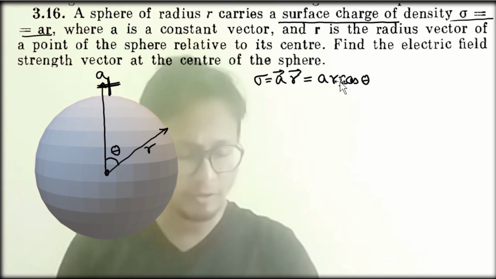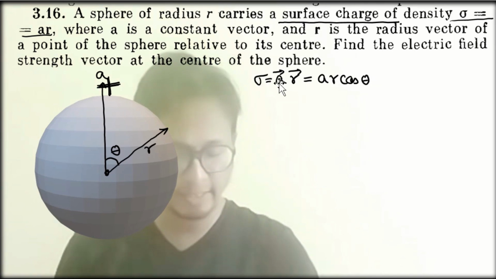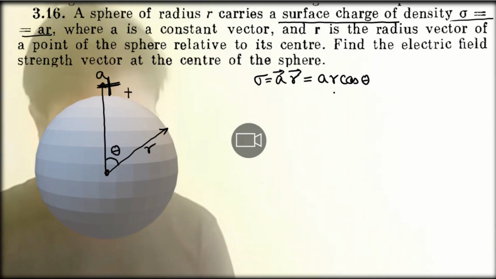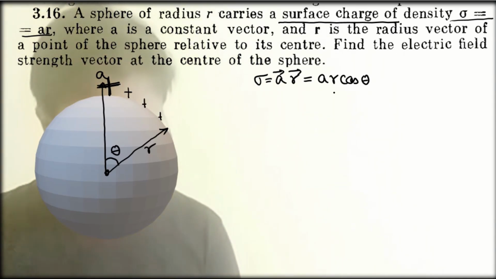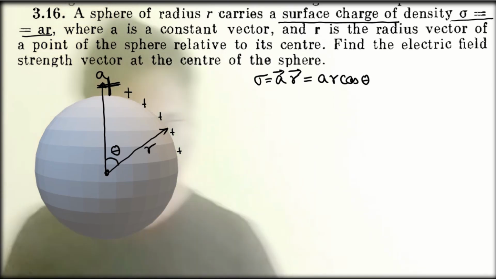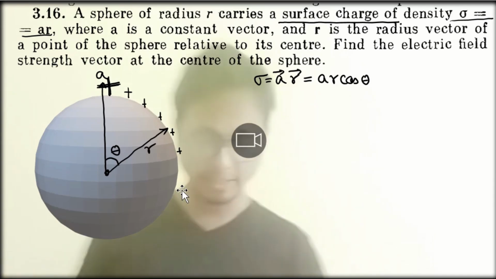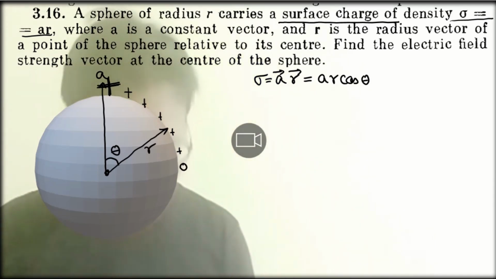So as the value of cos theta decreases, the surface charge density decreases. As I increase the value of theta, the charge density slowly decreases. And what happens when theta is equal to 90? The surface charge density becomes 0, isn't it?